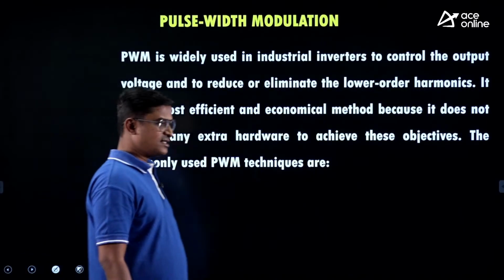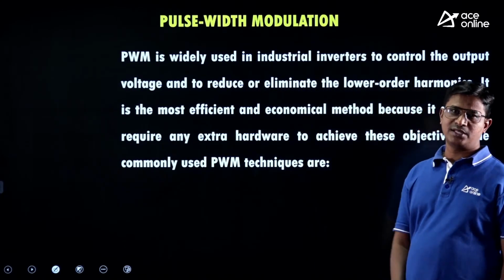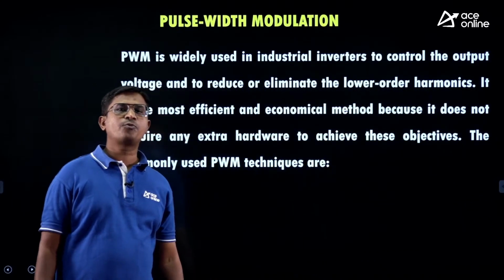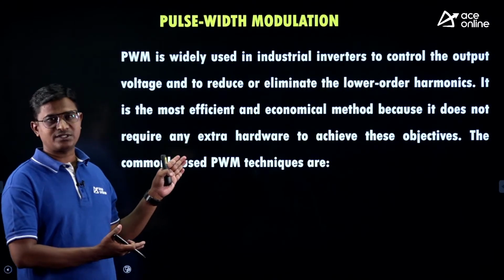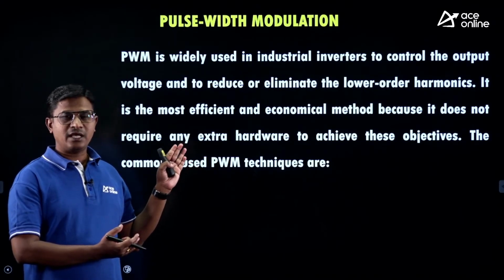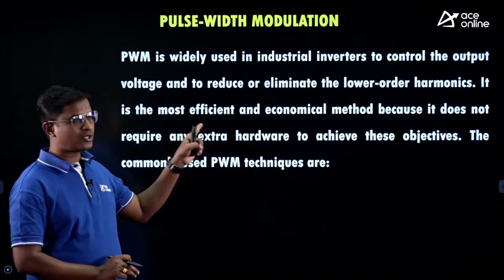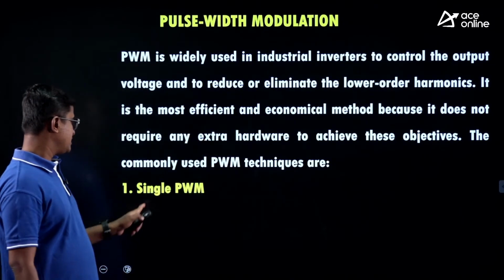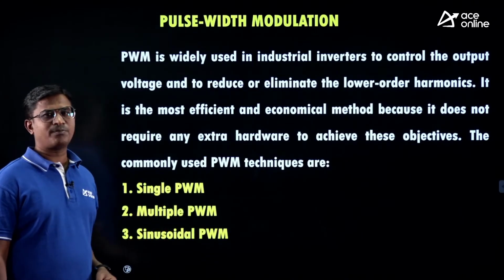Next, now let us discuss pulse width modulation. First thing is, what is the purpose of pulse width modulation? Pulse width modulation is generally used to control the output voltage of the inverter. But in addition to controlling the output voltage, it helps in reducing the harmonics present in the output voltage. So it is used for harmonic reduction as well. Next, which are the different types? Single pulse width modulation, multiple pulse width modulation, and sinusoidal pulse width modulation.